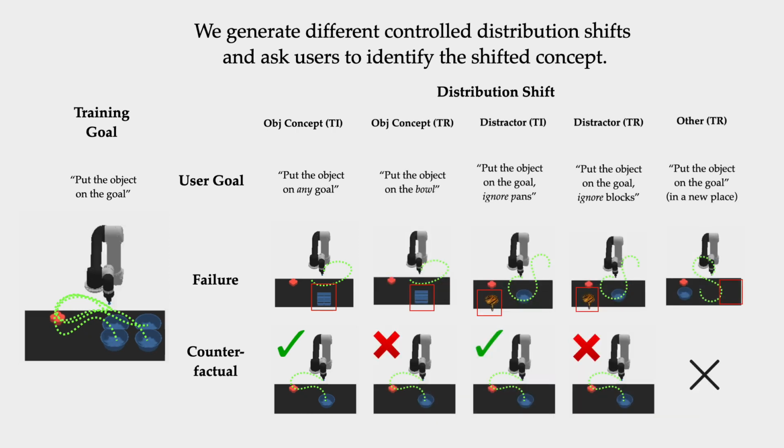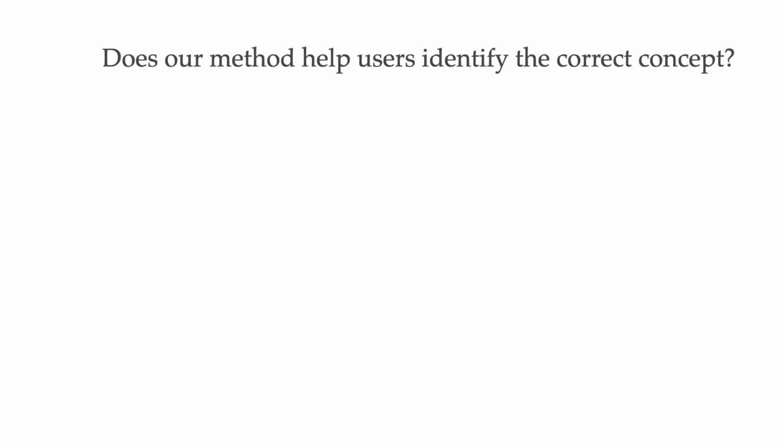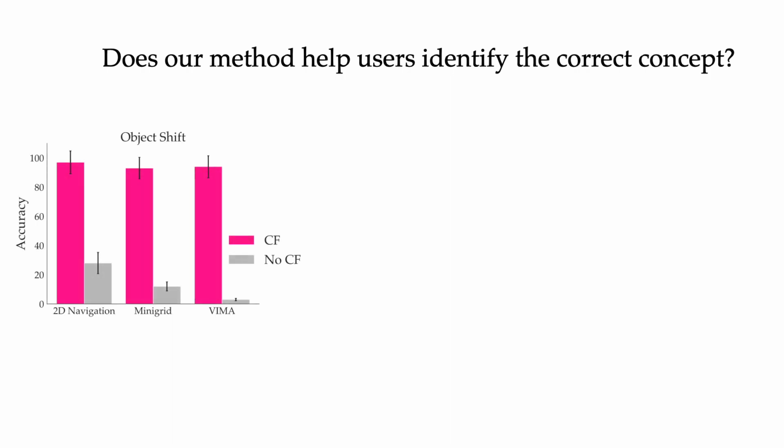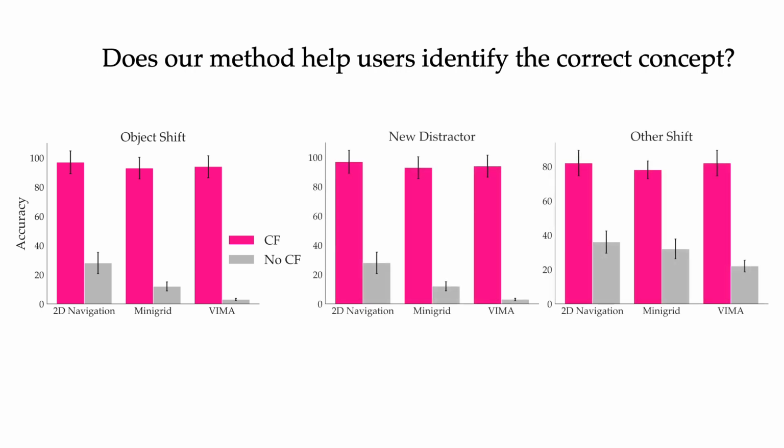We do this for many other types of distribution shifts, such as new distractors and failed policies, including those that are both task irrelevant and task relevant. We first ask whether our method helps users identify the correct concept. As we see for object shifts, our method, in pink, is significantly better at helping users identify the correct concept. This is highlighted in other shift types as well.